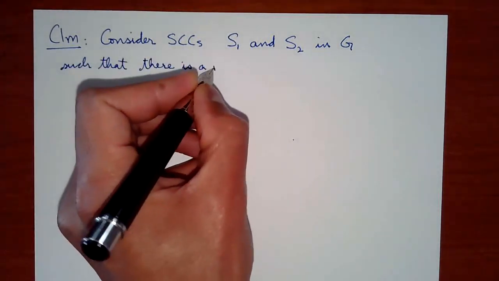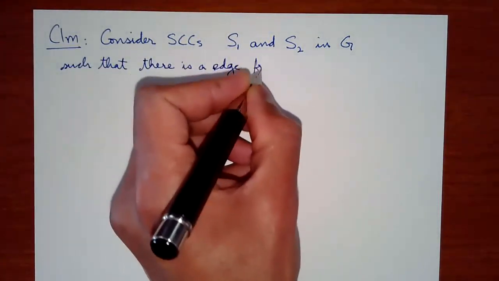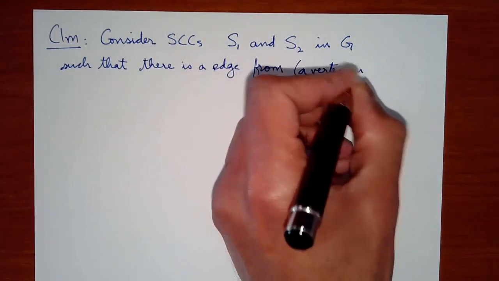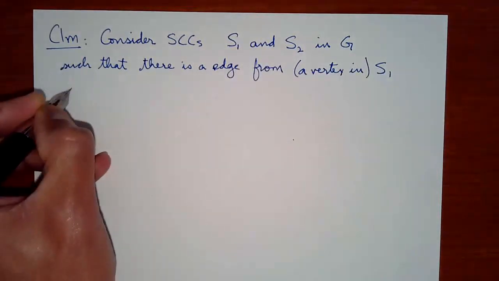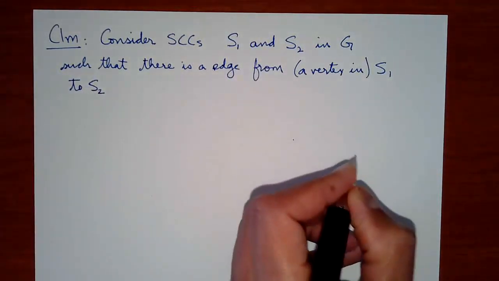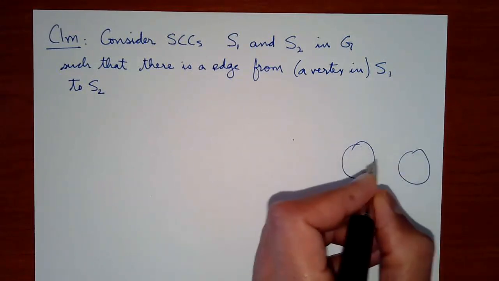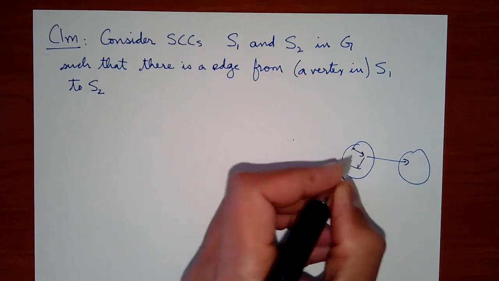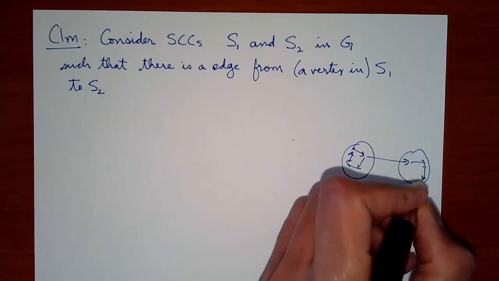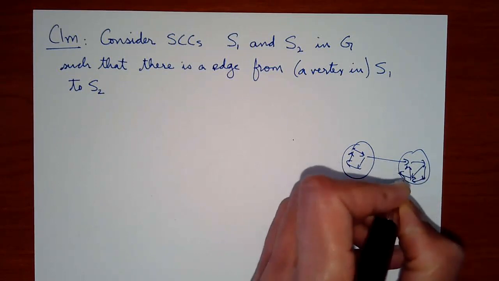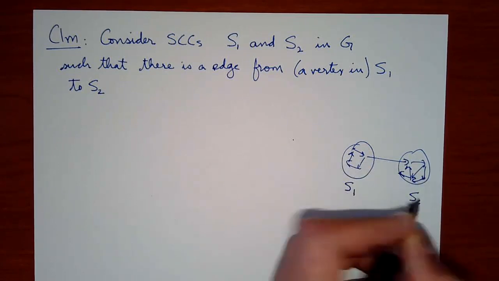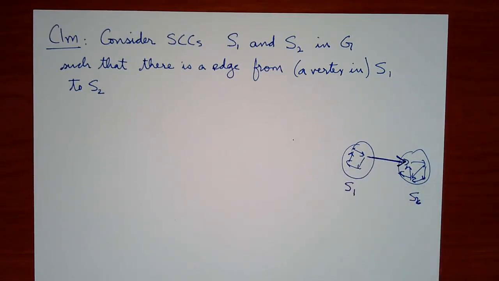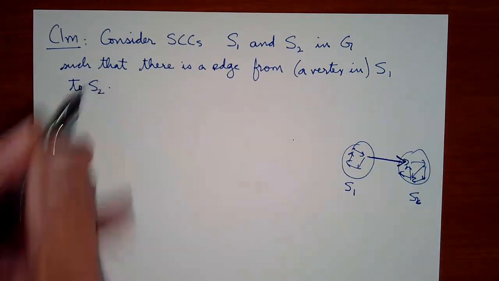there is an edge from a vertex in S1 to S2, right? So this is a strongly connected component, and there's some edge that goes between them. And what you know is within here, everything is connected through a cycle or whatever, right? This is a strongly connected component. There's S1, there's S2, and you have this edge. Okay?